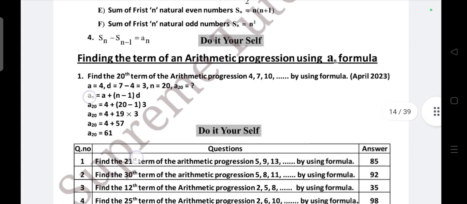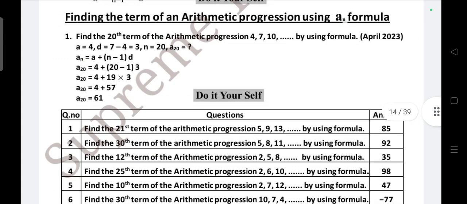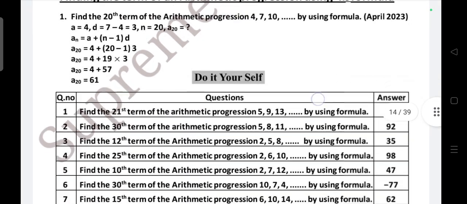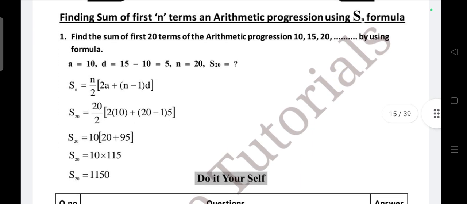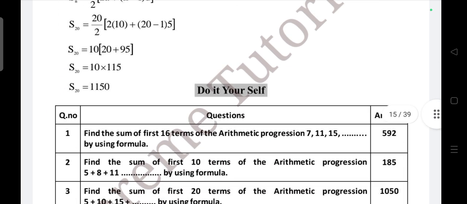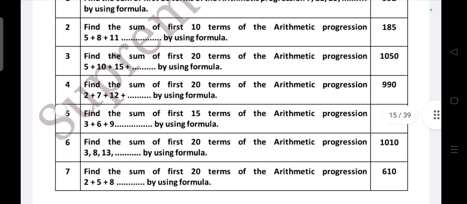Find the 20th term of the arithmetic progression 4, 7, 10 by using the formula. So this is the answer. Here some practice questions are there, just practice them. Next, find the sum of the nth terms of the arithmetic progression. Sum means you have to put the Sn formula. So this is the one answer. Then this is for your practice.